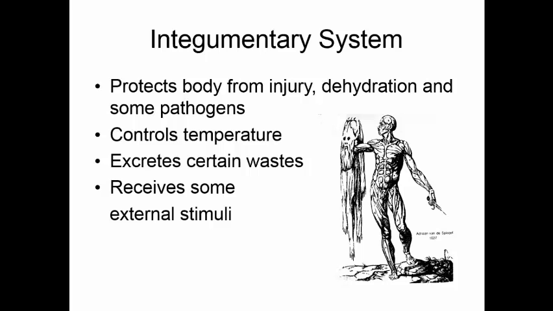All right, so your first example is the integumentary system. So it helps to protect the body from injury, helps to prevent it from dehydrating, and also helps protect against pathogens. Right? It helps to control temperature. It helps with excreting certain wastes.